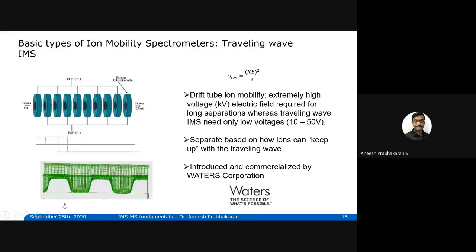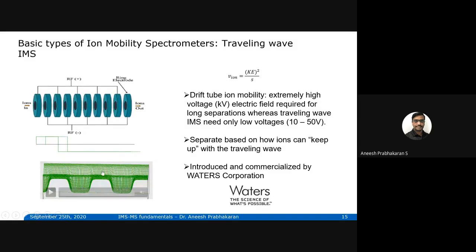So Waters invented another kind of device with a traveling wave. The advantage is that you don't need to apply very high voltages, and the resolution is even better because the relation between mobility and velocity is square dependent, and they have the theory. You can easily find the theory about the traveling wave in a literature search.